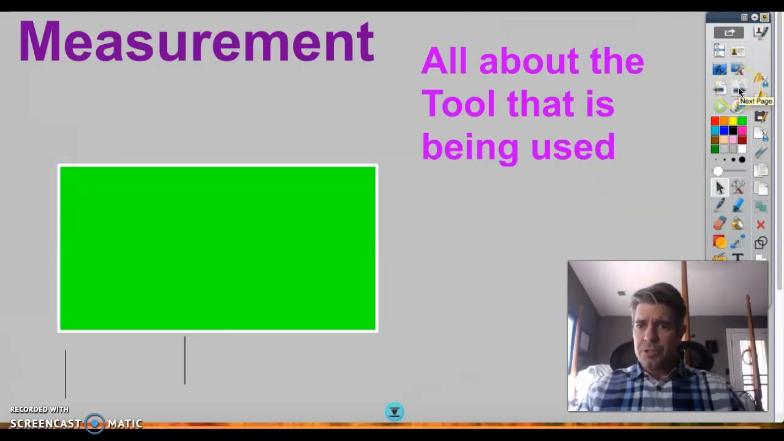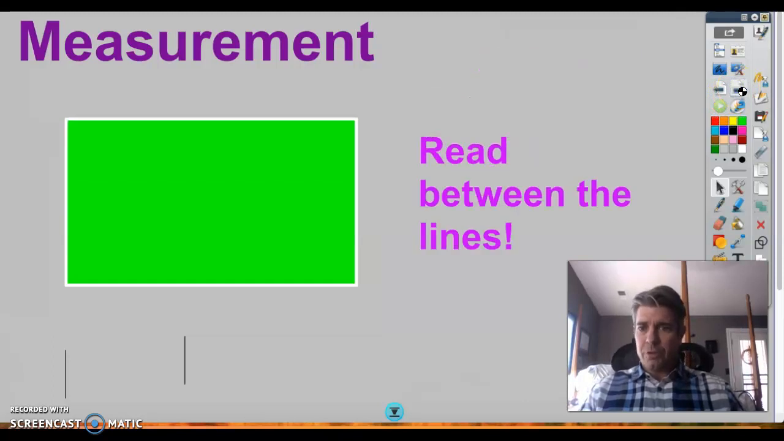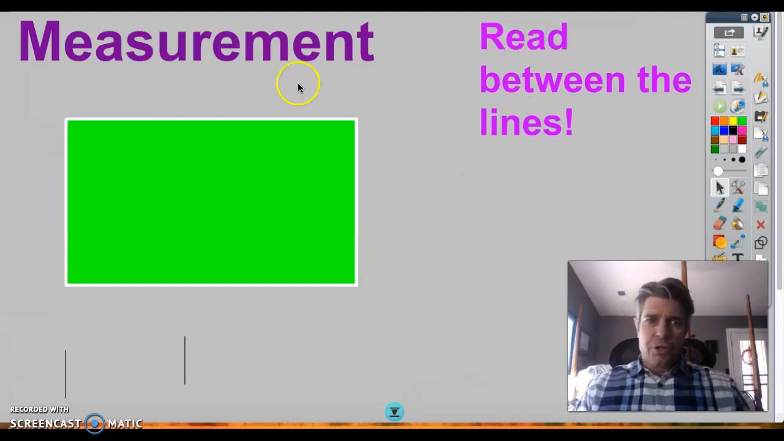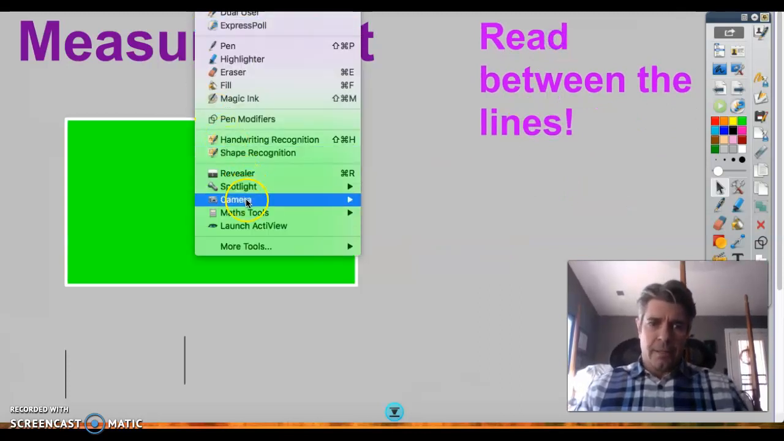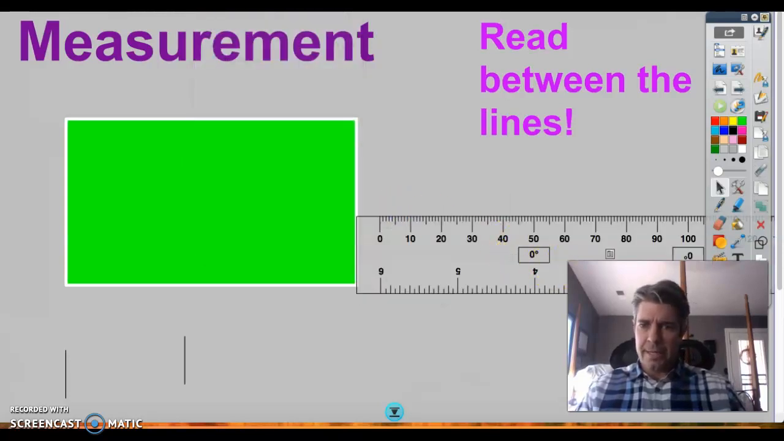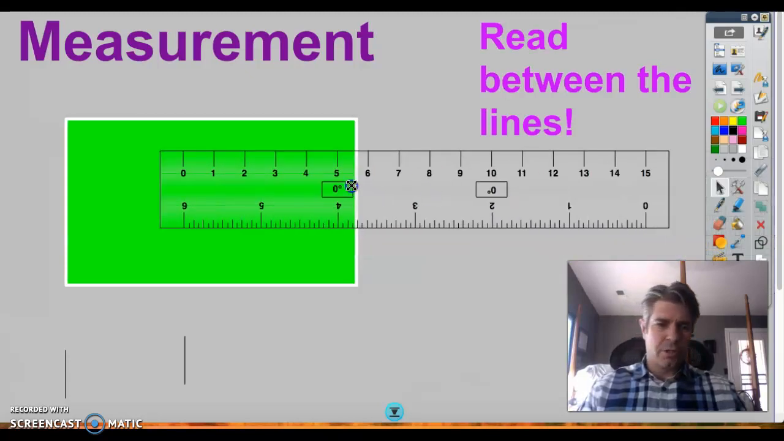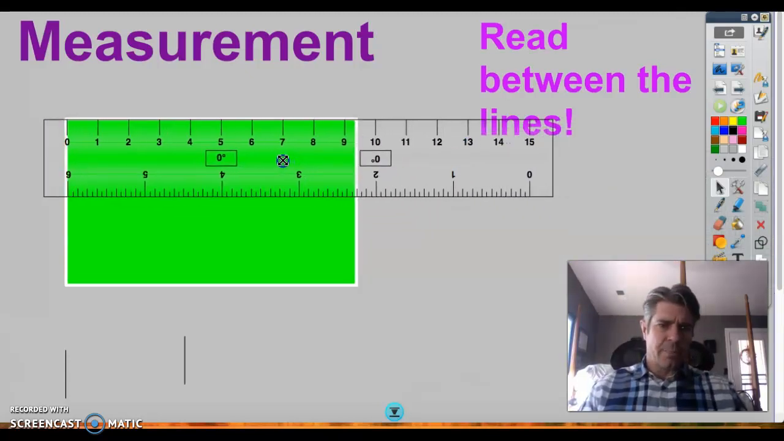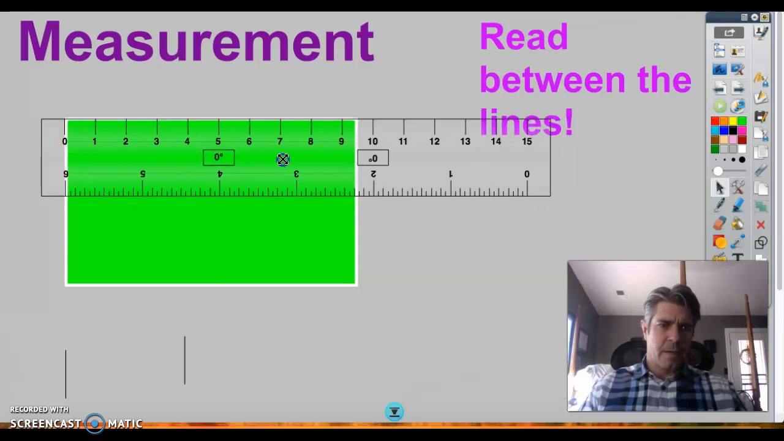So, what you have to do is read between the lines. What does this mean? Let me show you. First, you've got to get your tool. On this program, it calls it math tools. But let's say we got a ruler here to measure this side. This ruler I have has a side that is inches and one side that is centimeters. I'm going to start with centimeters here, just to give you an idea. When you're measuring something, you put it up to the end on one side, and then you can look on the other side to see.